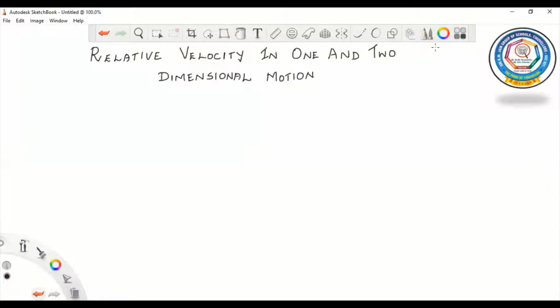Today, we are going to discuss relative velocity in one-dimensional and two-dimensional motion. When two objects A and B are moving with different velocities, then the velocity of one object A with respect to another object B is called relative velocity of A with respect to B. Here we are going to discuss three different cases. Let us start with the first case.